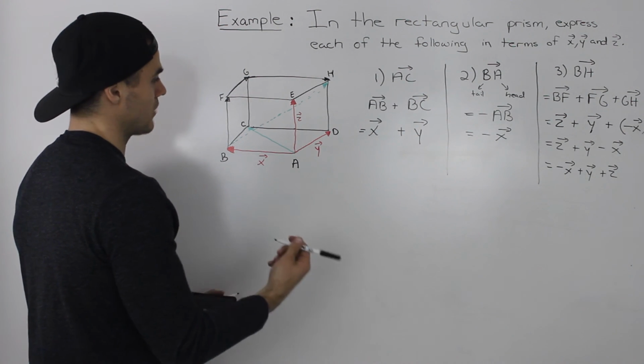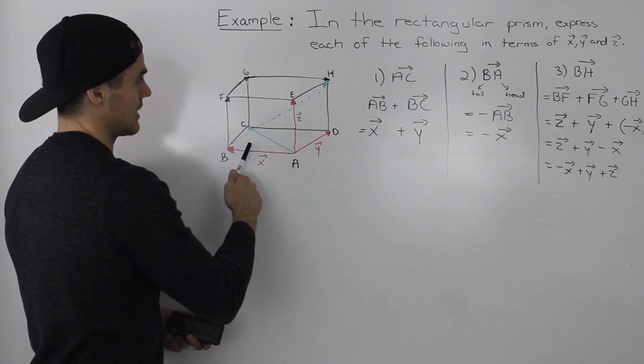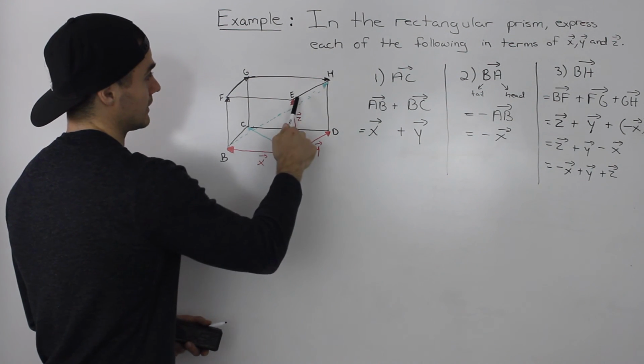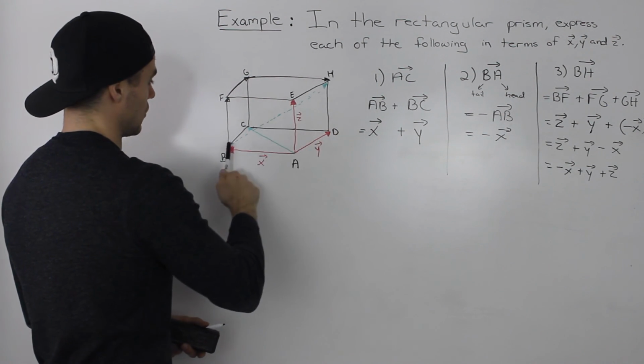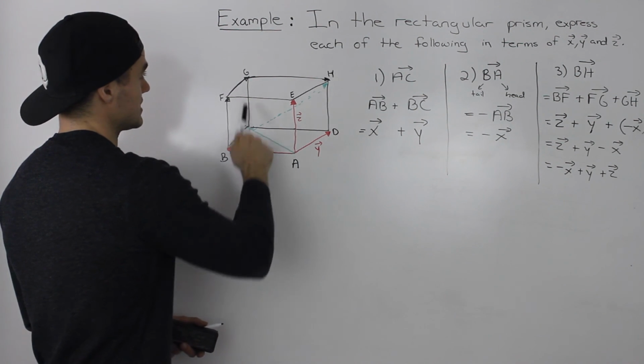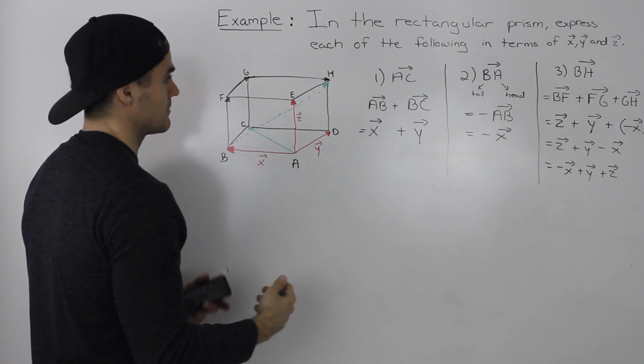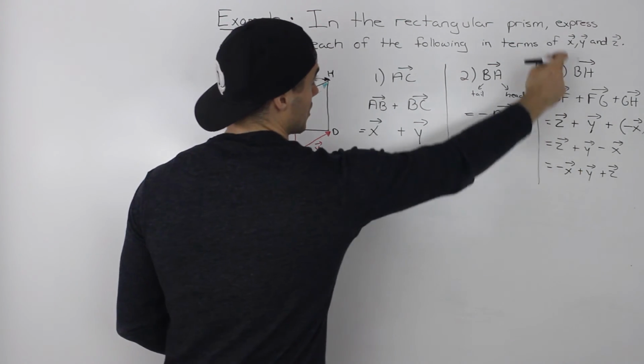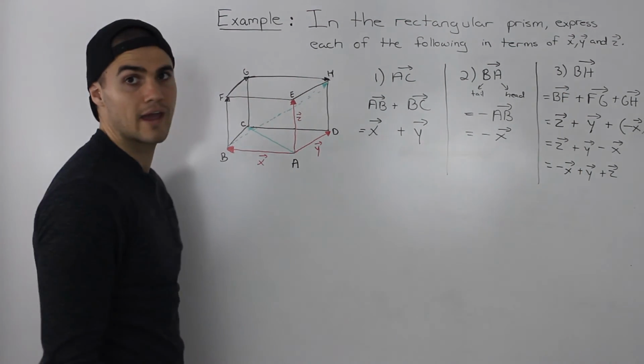Now, one more point I want to make about this third scenario is that we could have taken any route to get to H. We could have gone from B to A, and then A to E, and then E to H, or we could have gone, for example, B to C, C to G, and then G to H. Doesn't matter. We would end up getting the same results in terms of X, Y, and Z.